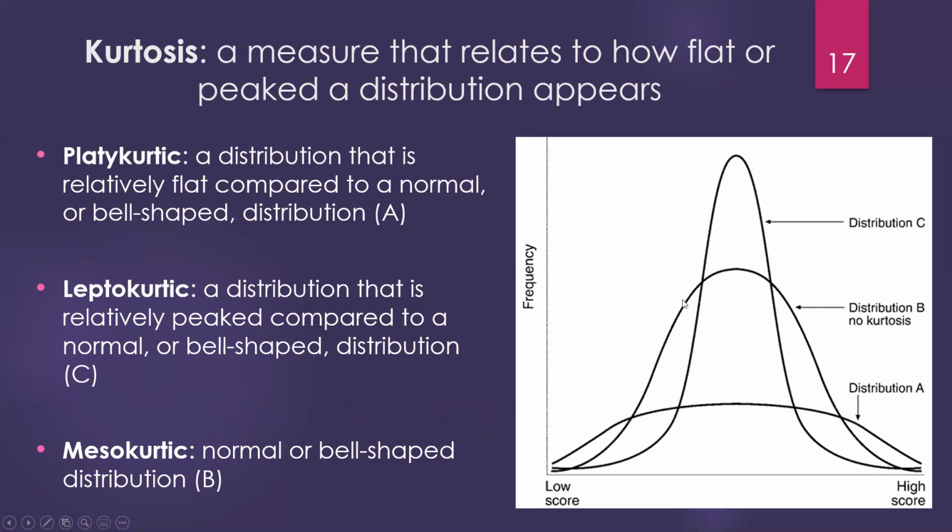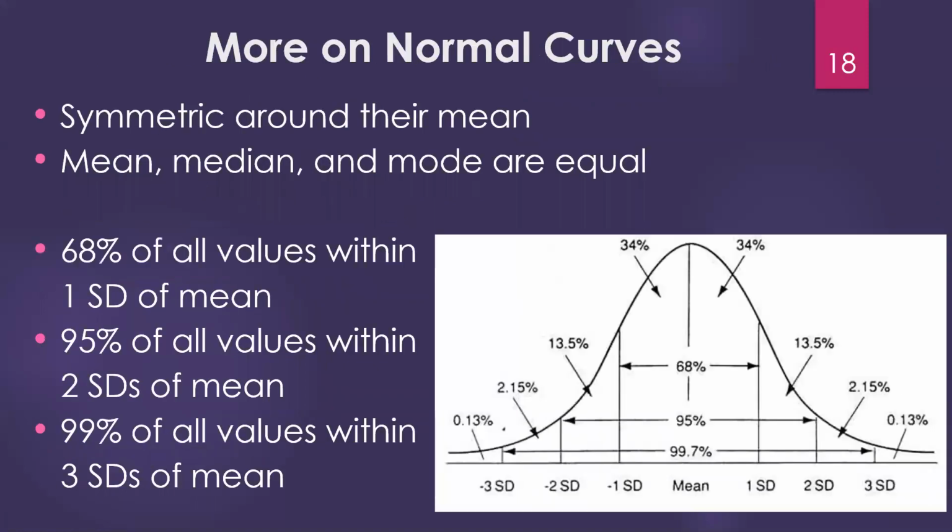So this one, distribution B, that has no kurtosis is also called mesokurtic. The really flat one that's very spread out is platykurtic. The really peaked one that doesn't have a lot of dispersion, doesn't have a lot of variability, is called leptokurtic. And then the bell curve one, the normal, is mesokurtic.